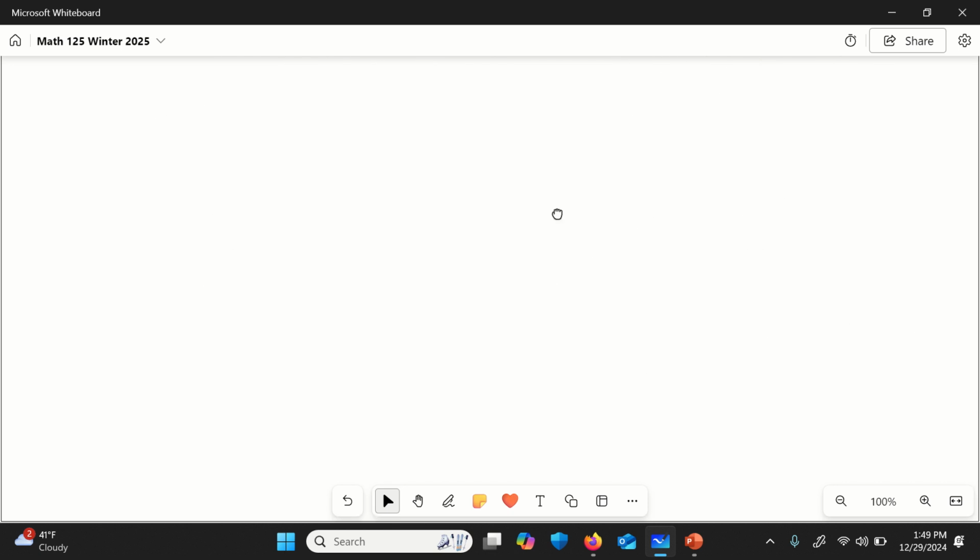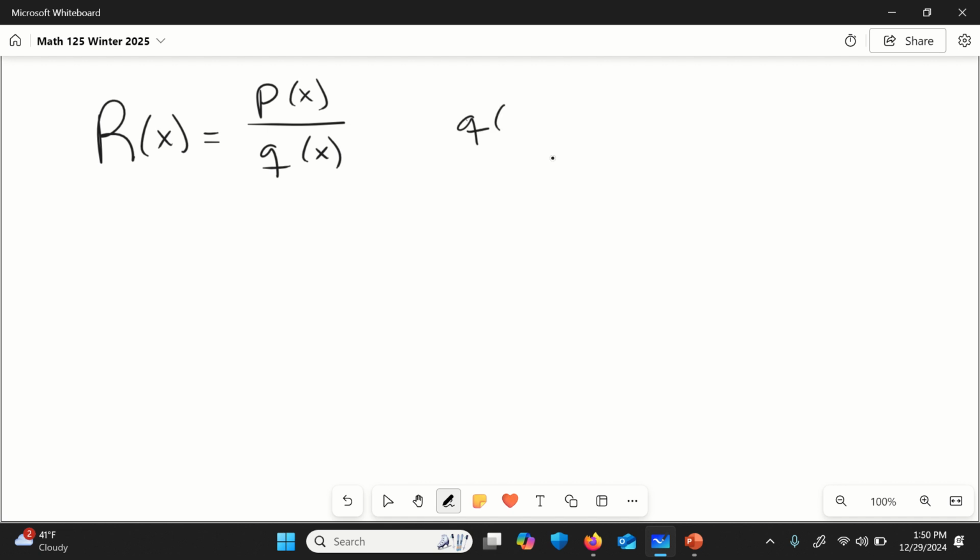So for non-polynomial functions, like rational functions, we'll call R of x, is made up of two polynomials, where the numerator and denominator of the fraction are polynomials. P of x I'm calling my numerator, and Q of x my denominator. There is a restriction that the denominator polynomial cannot be equal to 0. So in these instances, the domain restriction has to do with that denominator taking on a value of 0.